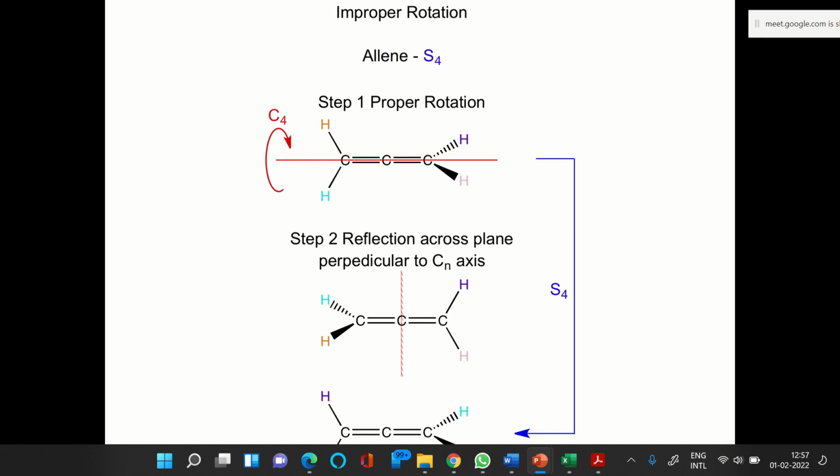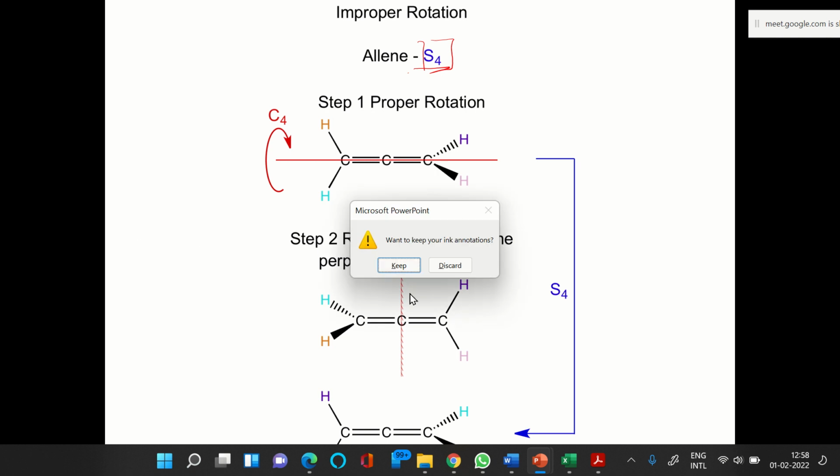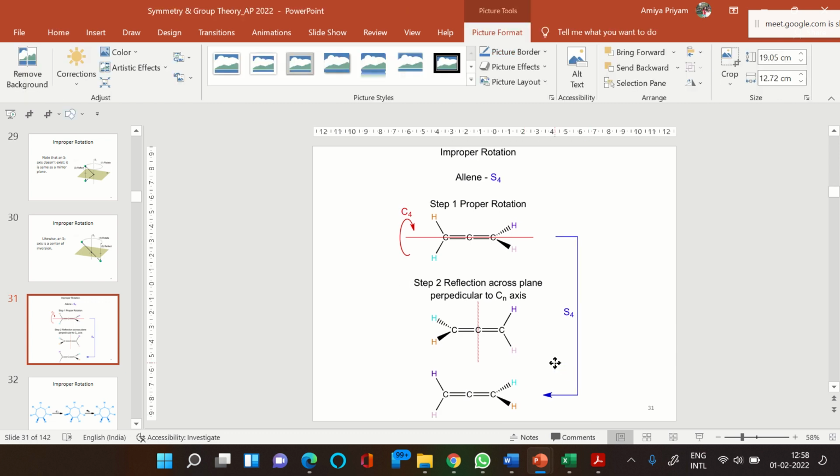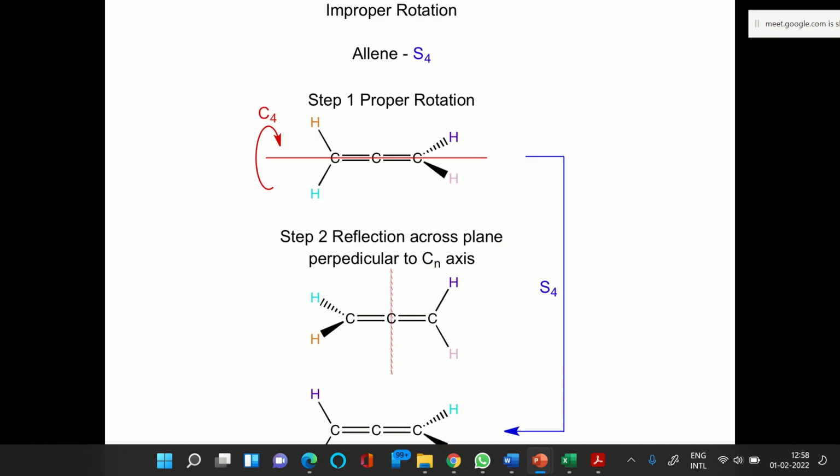Similarly, for improper rotations, allene is an example. So you can see this is a picture of allene. So an allene is said to have an S4 axis. S4 axis means an improper axis S4. That means if you perform rotation by C4 rotation and in the perpendicular plane perform reflection, you should be getting the same structure, comparable to itself.